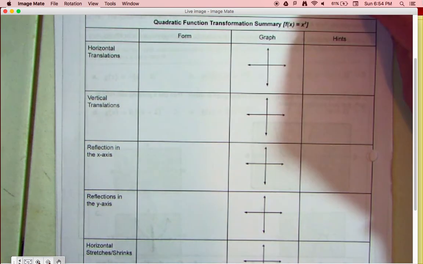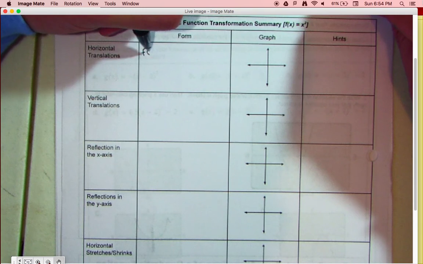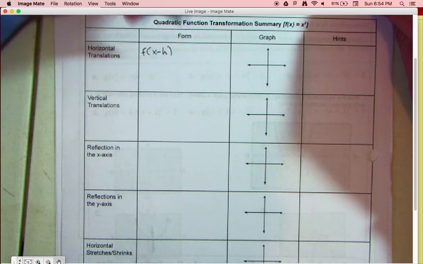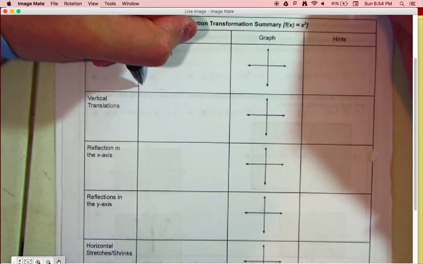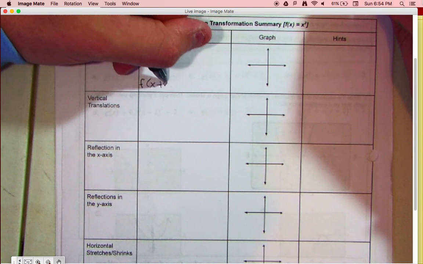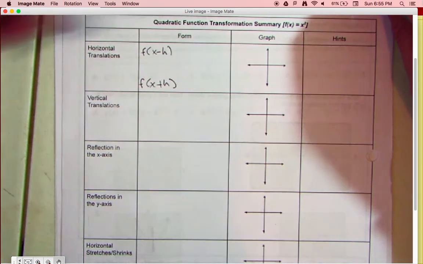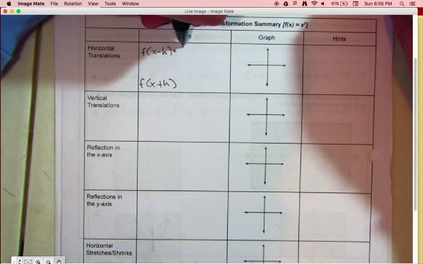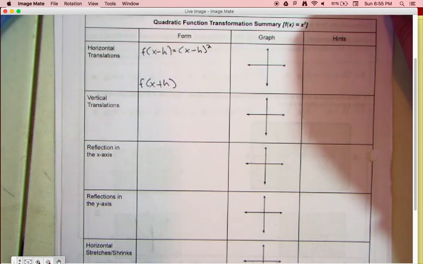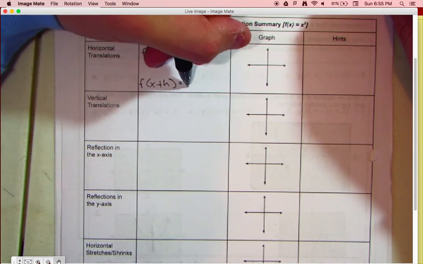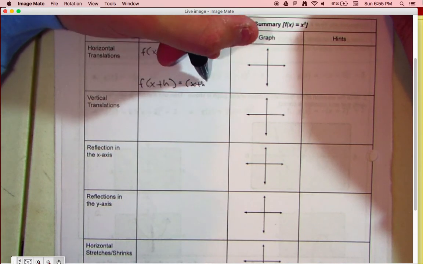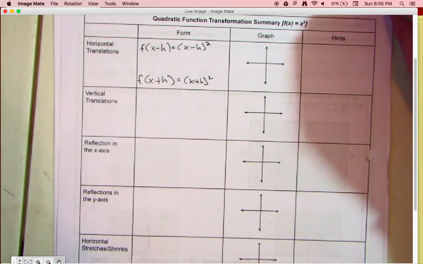So let's talk about horizontal translations. Remember we had f of x minus h, and we had f of x plus h. And as far as how it relates to quadratics, we're just basically going to say if we have a quadratic, it's going to be x minus h, the quantity squared, and x plus h, the quantity squared. Now what do those two things mean?